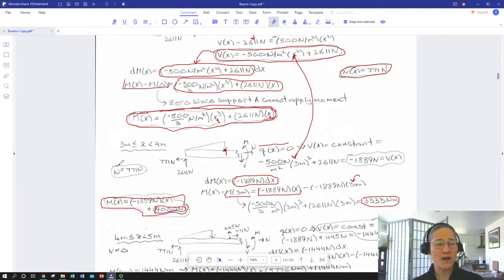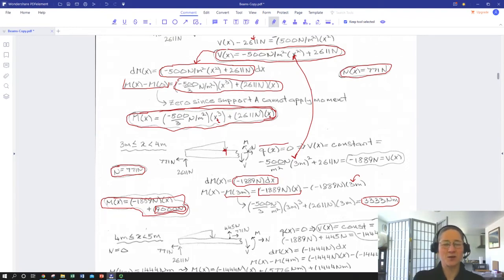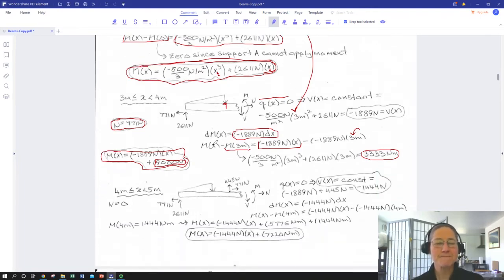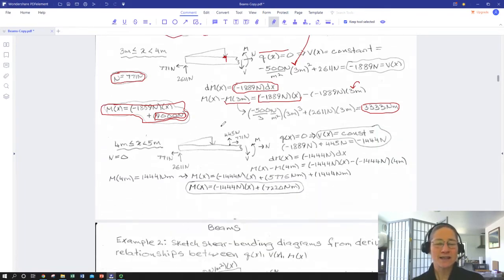Throughout this whole section, our normal force hasn't changed because there have been no normal forces added. So the right hand side of the beam we've cut off is still exerting that 771 newtons to counter the horizontal force back at the support. Okay, so moving on to our last section.